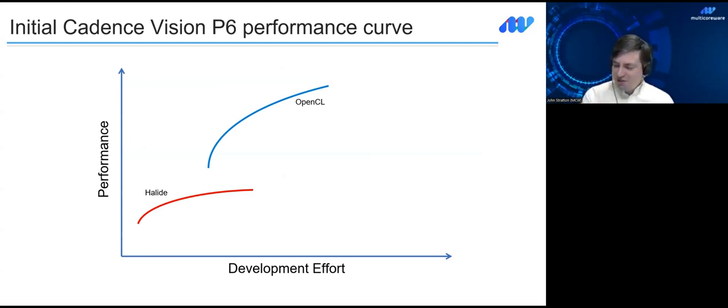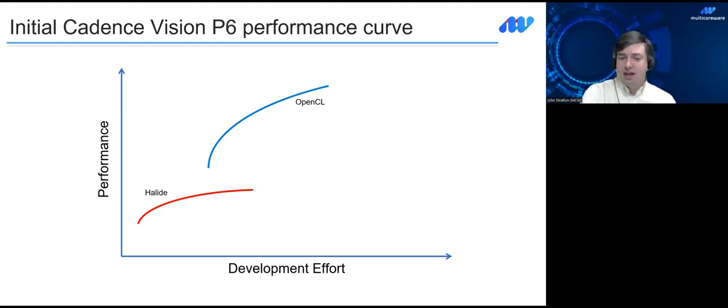So given all of those hesitations, I want to talk about a case study. When we started working on this project, this is more or less what the productivity curve looked like for the Cadence Vision P6 digital signal processor. There were other options, but for now, let's just consider these two. There was an OpenCL stack available for that accelerator. And then there was Halide that was out there.